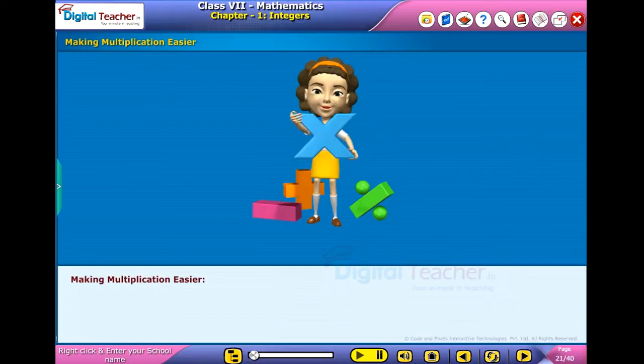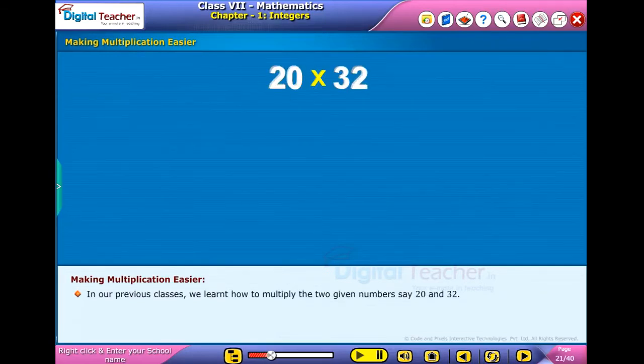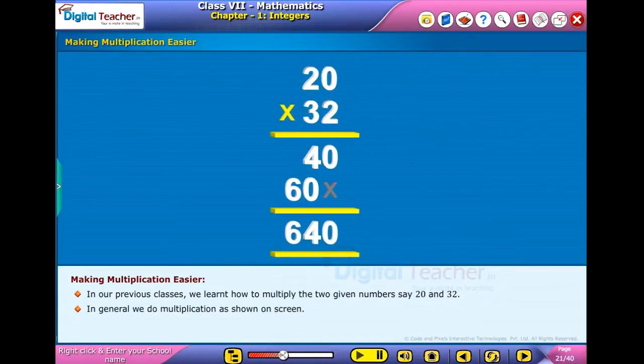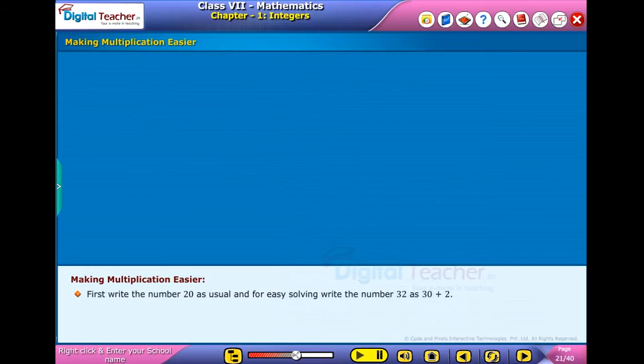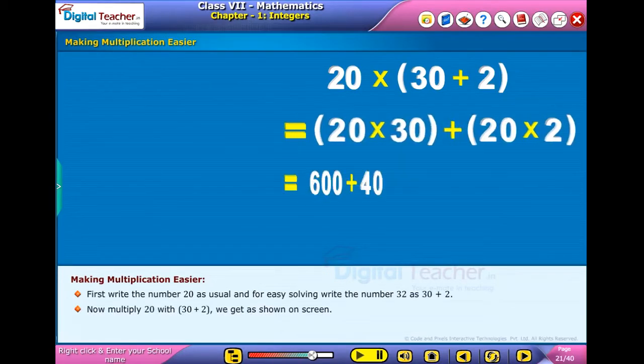Here we are going to discuss the multiplication of two or more numbers in an easier way. In our previous classes, we learned how to multiply the two given numbers, say 20 and 32. In general, we do multiplication as shown on screen. The easiest way to do multiplication for the above given numbers is as follows. First, write the number 20 as usual, and for easy solving, write the number 32 as 30 plus 2. Now multiply 20 with 30 plus 2. We get as shown on screen.